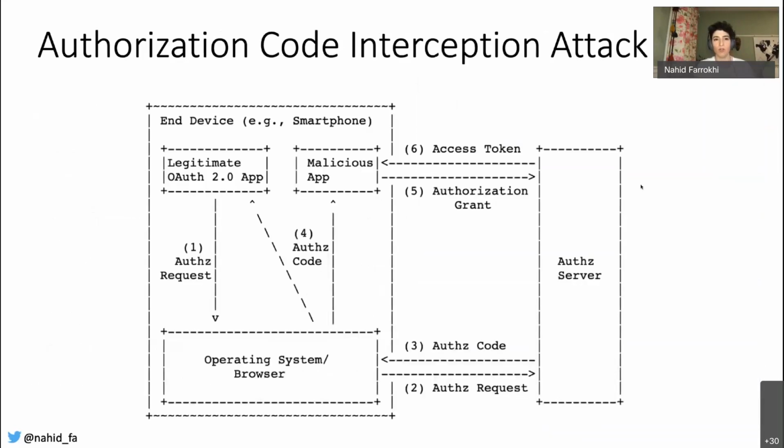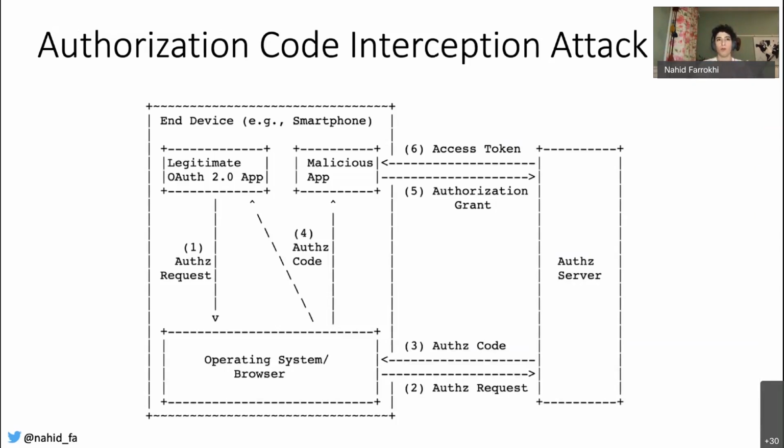So the first attack was the authorization code interception attack. This was for public clients. The diagram that I have is for smartphones, for phone applications. For the public clients, as I said, we don't have any secret, right? So as long as somebody can grab that code, they can just go and exchange that with the authorization server.